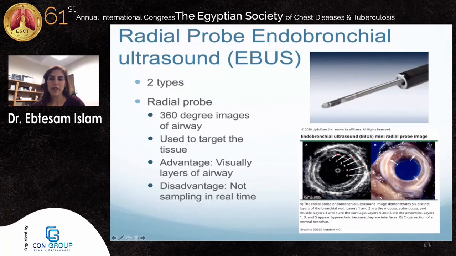The nice thing about the radial probe is that you can see the different layers of the airway, so you can use it to target your tissue or your lesion that you're interested in. However, the disadvantage is that you cannot use it for sampling in real time. Once you locate your target, you have to remove the probe and go back in with the tools that you're actually going to sample with.